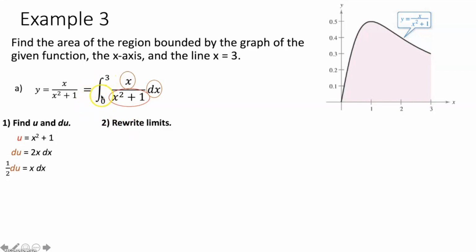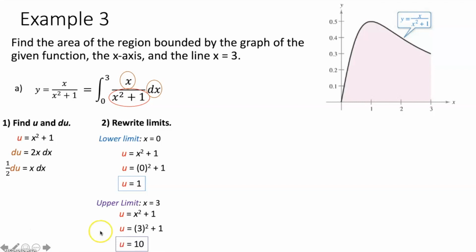So let's rewrite our limits in terms of u. How do we do that? We start with our lower limit, x is equal to 0. We're going to take that and plug it in for x in whatever we set u equal to, which in this case was x squared plus 1. When we plug that in and simplify, we end up getting our new lower limit of integration is going to be 1. Do the same thing with our upper limit of integration, x is equal to 3. Plug that in for x in whatever we set u equal to, simplify, and we end up getting our new upper limit of integration is going to be 10.